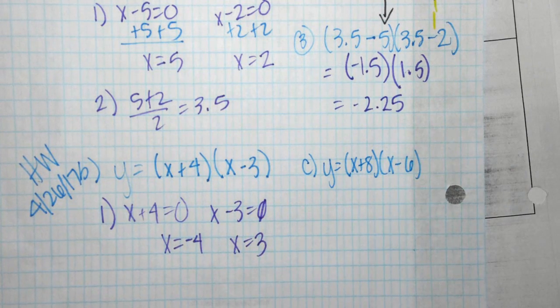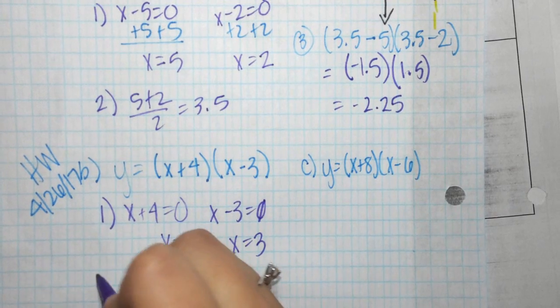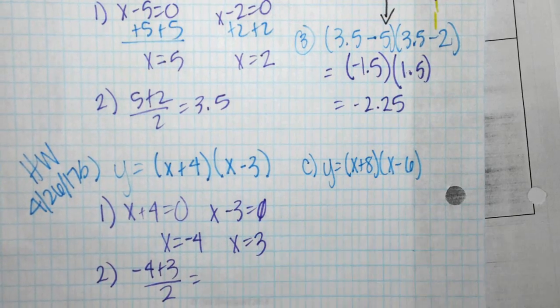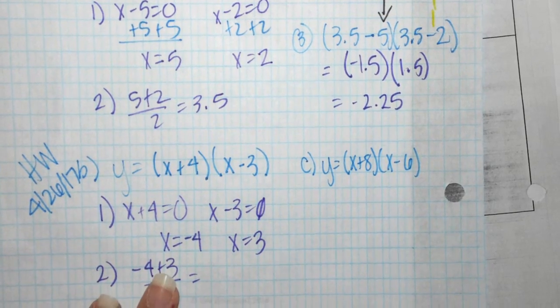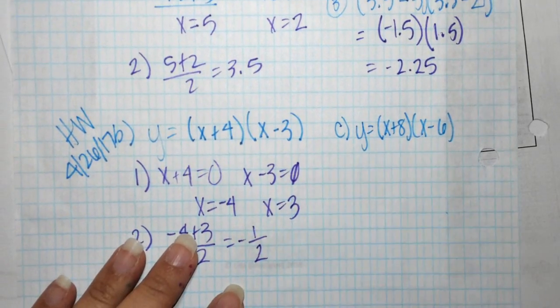Did everybody get x equals negative 4 and x equals 3? And then step 2, you had to add them together and divide by 2. What does that give you? Negative 0.5, or negative 1/2, right?